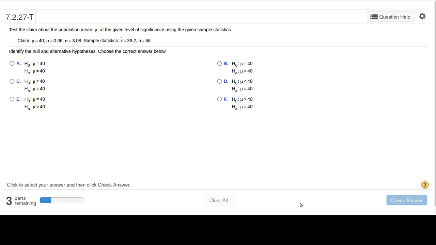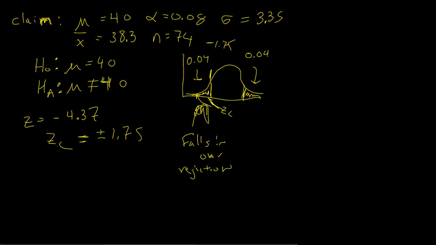So the claim is an equality. That means our null hypothesis is mu equals 40, and our alternative is mu does not equal 40. This will be a two-tailed test, and we'll set all of these things together. So let me copy all of this stuff down. It's very similar to one of the previous problems I had done. So let's go through here.